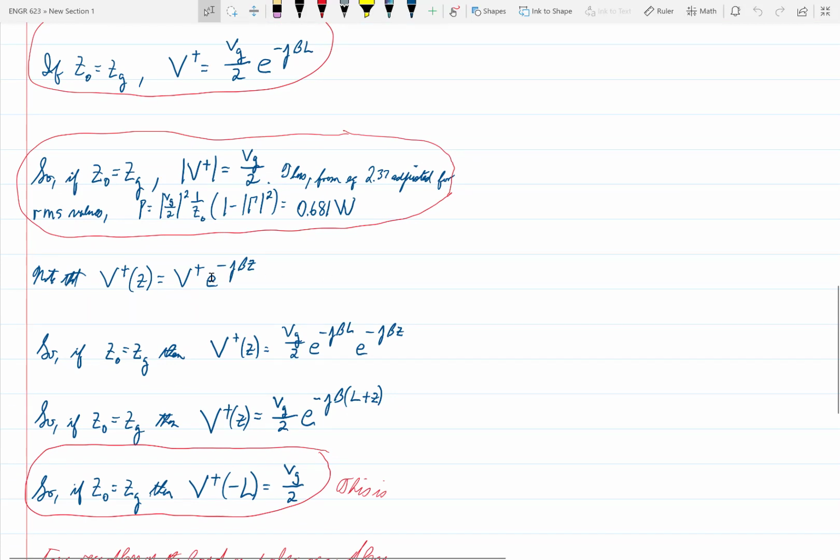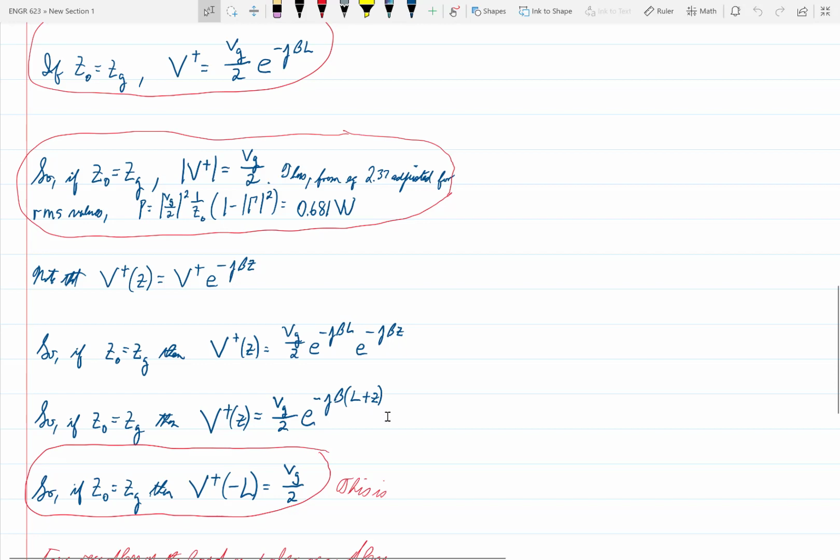I was mainly doing this for myself. I was interested to just go ahead and calculate V plus of Z. That's V plus e to the minus j beta Z. And so in this restricted case we're considering here, V plus of Z equals Vg over 2 e to the minus j beta L. Remember we found that V plus was Vg over 2 e to the minus j beta L. So plug that in for V plus, and then do just a little bit of arithmetic here, and so we get V plus of Z is equal to Vg over 2 e to the minus j beta L plus Z.